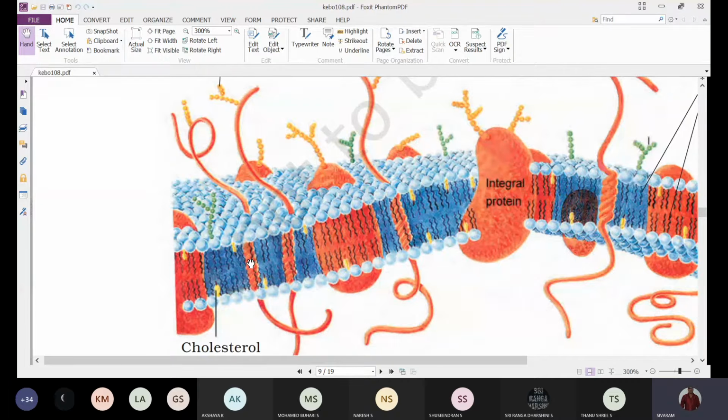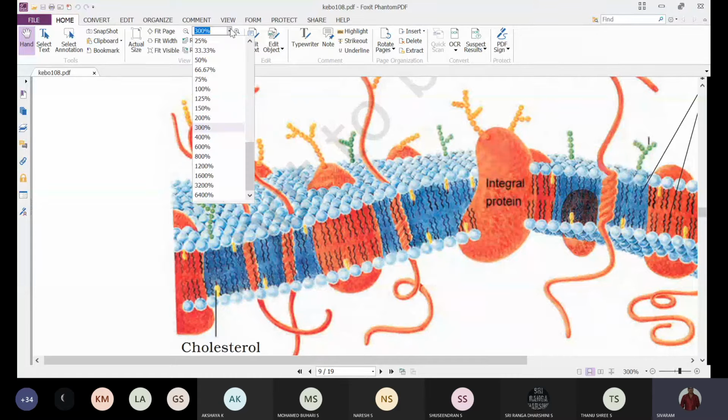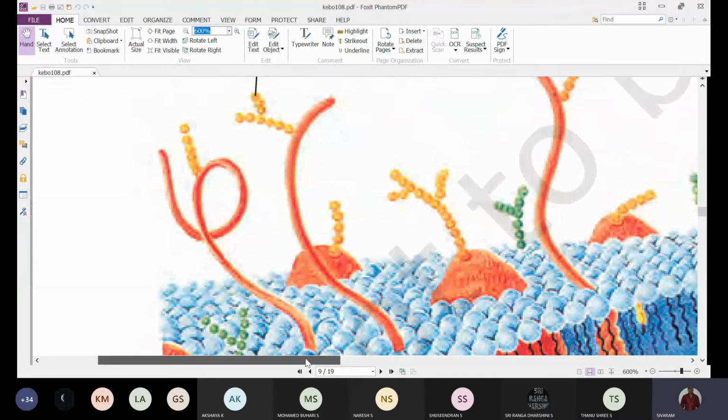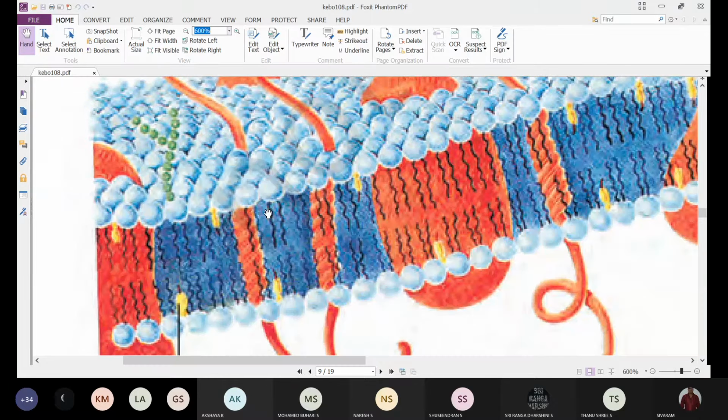This is the hydrophilic head, and these are the hydrophobic tails. This is the lipid layer. And next, when you observe this lipid layer, we can observe very clearly, this is the protein molecule.